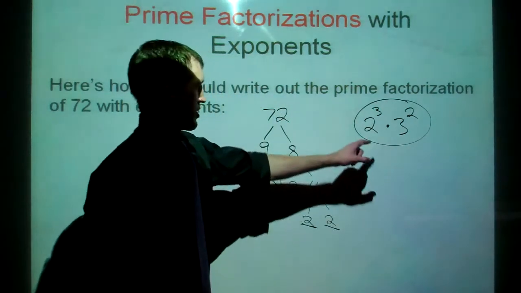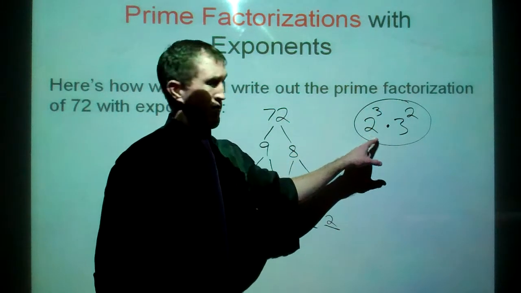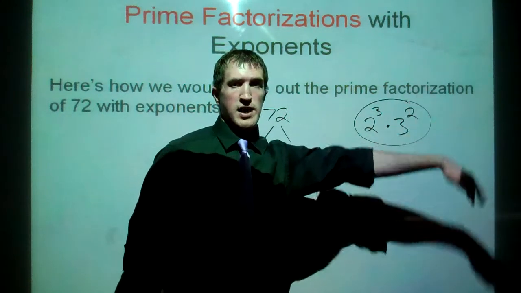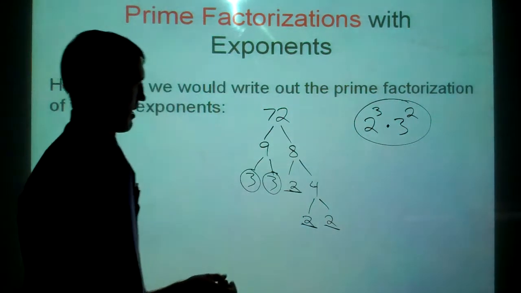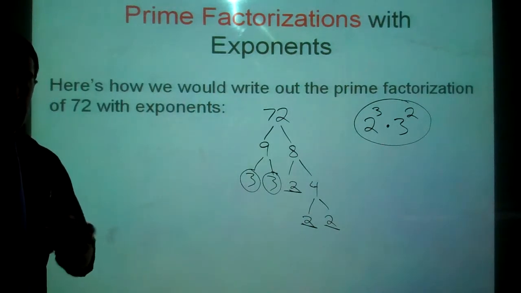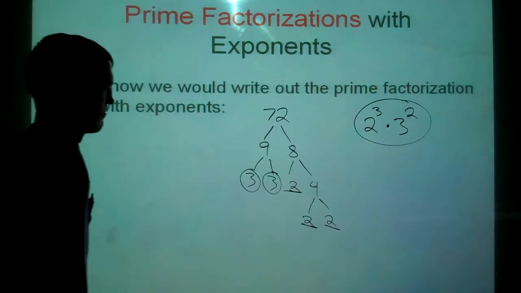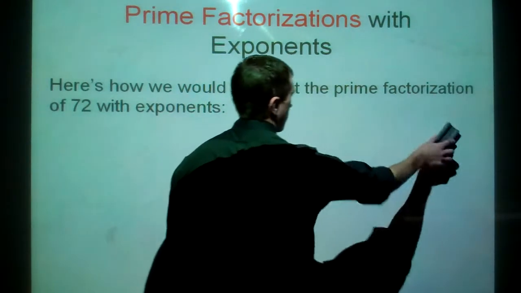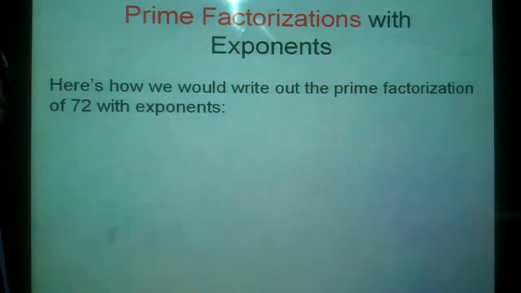So remember, you always want to start with the smallest base that you have and work your way up. So 2, 3, if there would have been a 5, it would have had times 5 to something after that. Okay? So that's how we write a number in prime factorization with exponents. Okay.